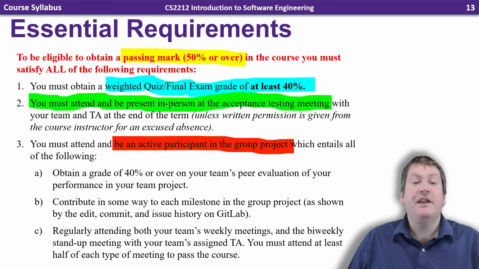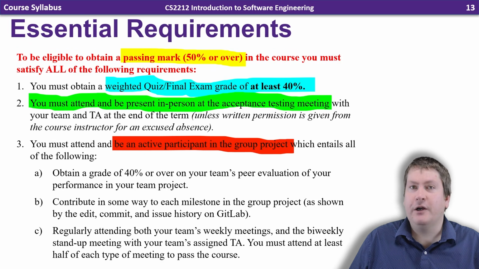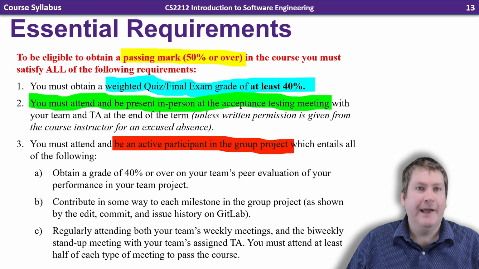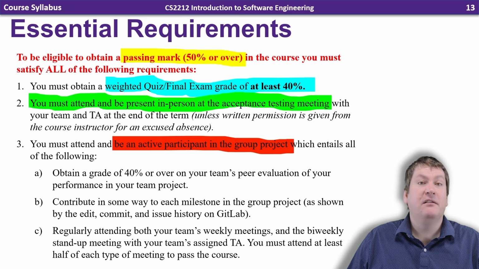The last one is that you have to be an active participant in the group project. You can't simply let your other group members do all the other work. You won't pass the course if you do that. So how do we define an active participant? Well, there's a few elements here.